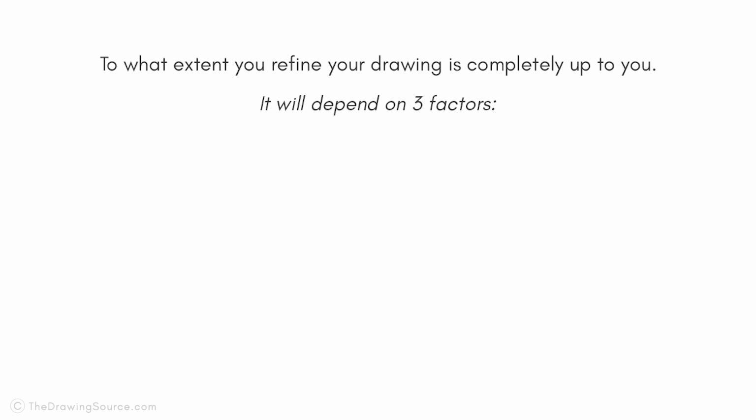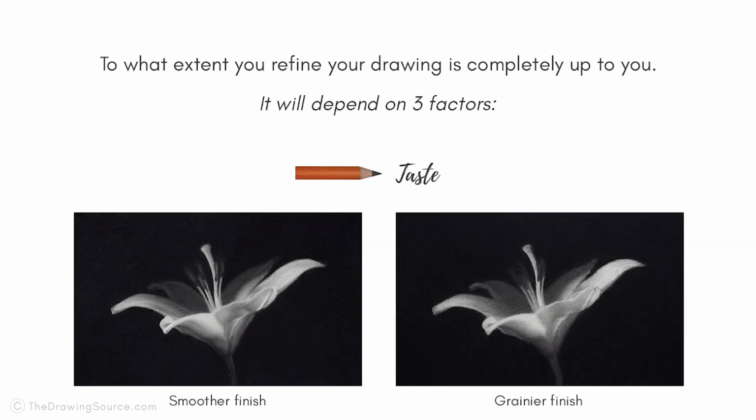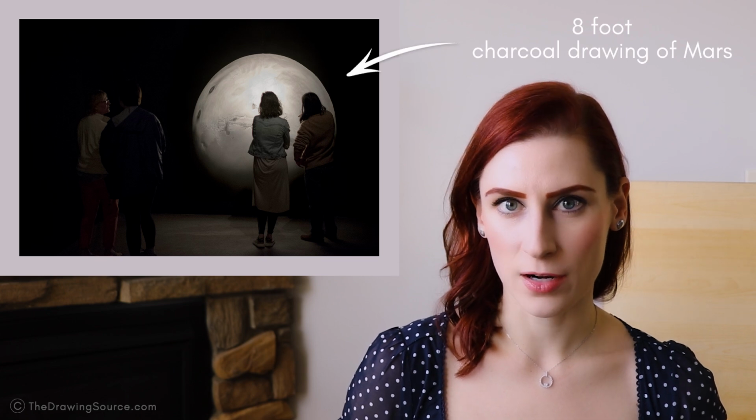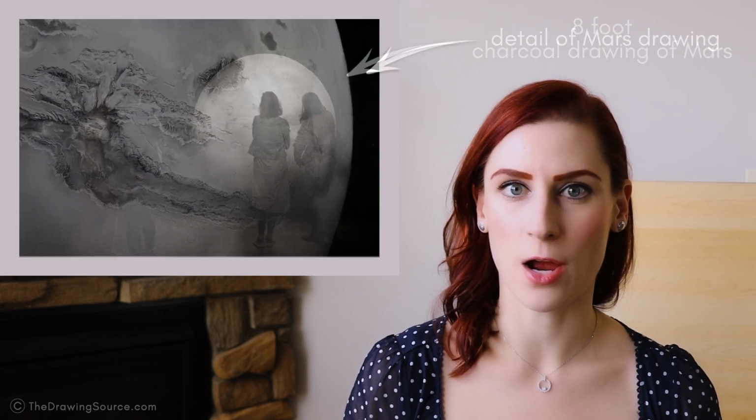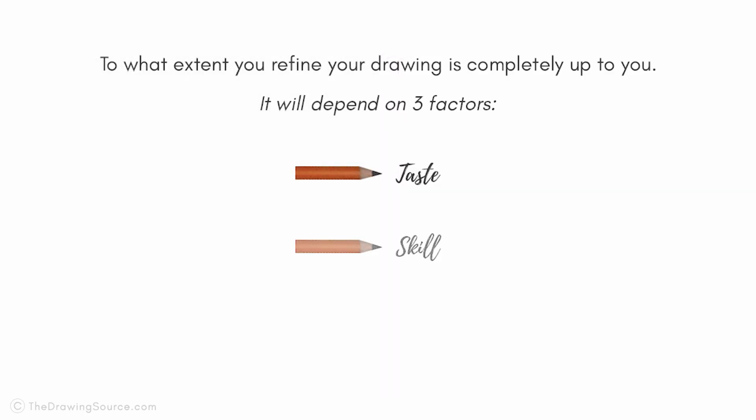It depends on three main factors. Taste. Whether aesthetically you like a smooth finish where you can barely see the pencil marks, or a grainier look. Some artists prefer to leave evidence of their hand by leaving visible pencil marks. One way is not better than the other, it's simply a matter of personal preference. Personally, I like for my drawings to look very smooth from afar, but reveal themselves to be drawings with visible pencil strokes up close.